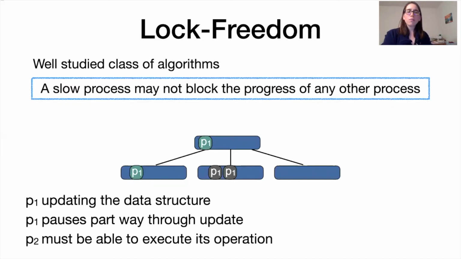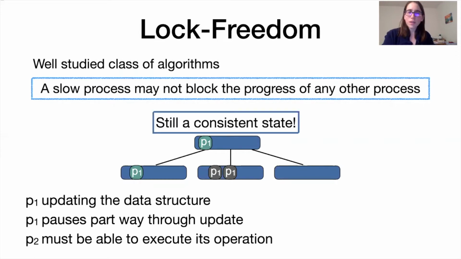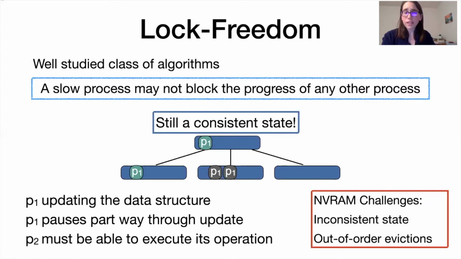And let's say that it gets through 2 of its 4 modifications, and now it pauses for whatever reason. At this point, if another process P2 comes in and wants to execute an operation, lock freedom guarantees that P2 will be able to do so, regardless of whether P1 continues in its execution or not. So really what we get is that every state, even ones in the middle of an operation, is a consistent state, which is great. If we remember our NVRAM challenges, we were worried about inconsistent states that happen in the middle of operations, and with lock freedom, we don't need to worry about this. Lock freedom just naturally takes care of this problem.